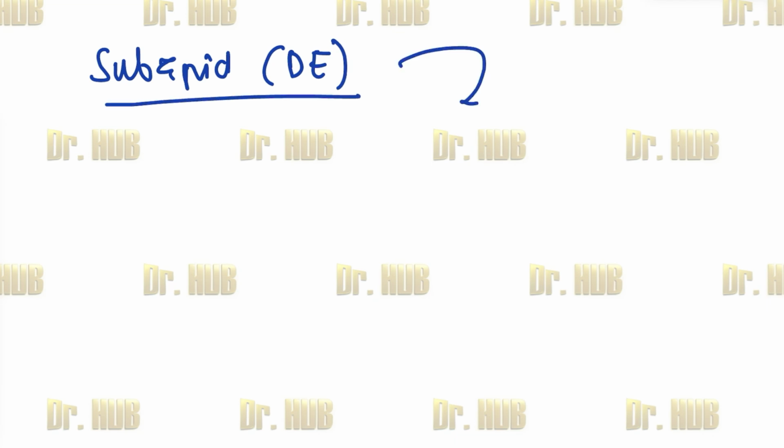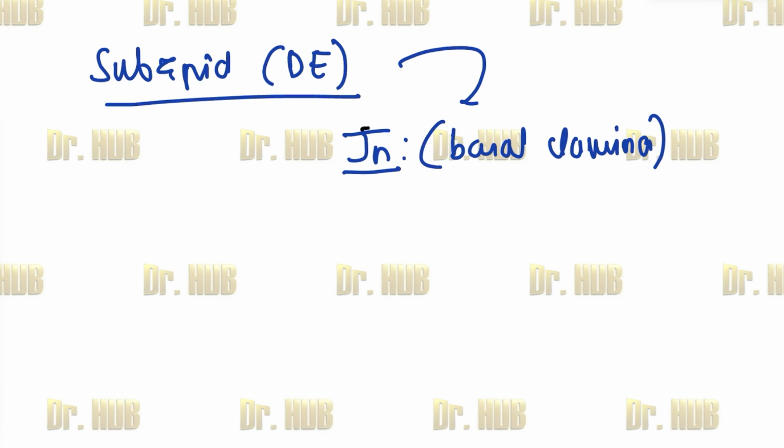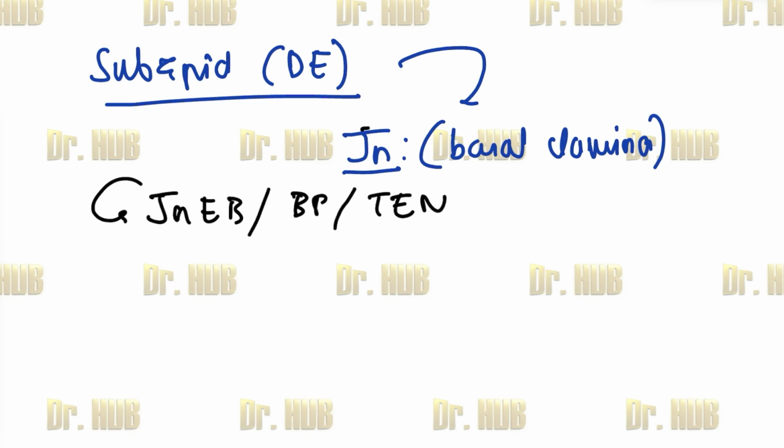Now let's learn about the subepidermal, or the dermoepidermal classification. Under this, it can be junctional. Junctional is nothing but at the basal lamina. So this includes junctional epidermolysis bullosa, bullous pemphigoid as well as toxic epidermal necrolysis.